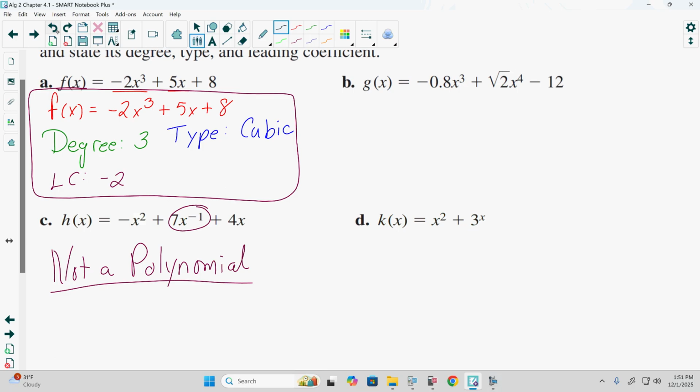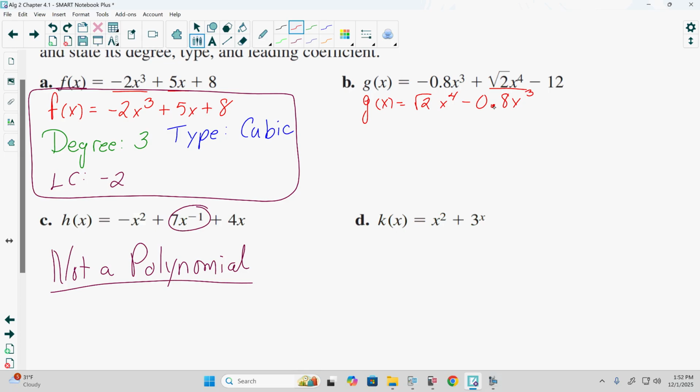So we're good there. Do we have two different variables being multiplied together? No. And we don't have variables in the bottom of fractions, so is this a polynomial function? Yes. Is it written in standard form? No, because we need that x to the fourth term to go first. So we'd have the square root of 2 times x to the fourth first. Now our x cubed term would go second, so minus 0.8x cubed, because that would be our second term.